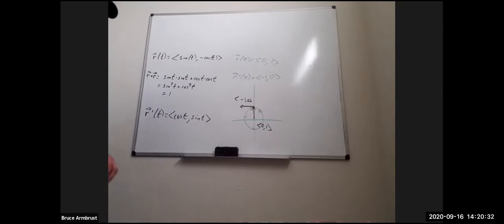So if you're traveling on a circular path, your r prime is always orthogonal to your r. And for those of you taking physics, you already know this, right? When you've got uniform circular motion, your velocity vector is always tangent to the curve. There's only centripetal acceleration. There's not any tangential acceleration. Anyway.